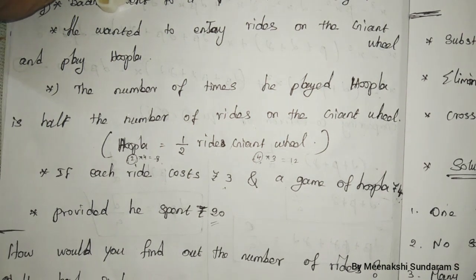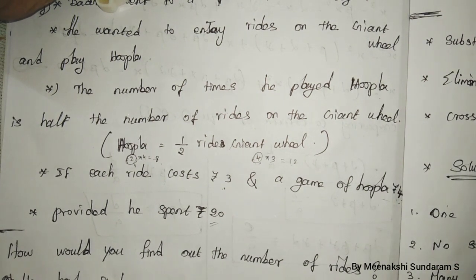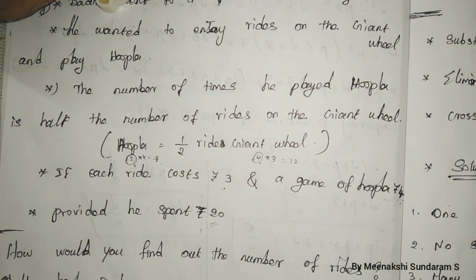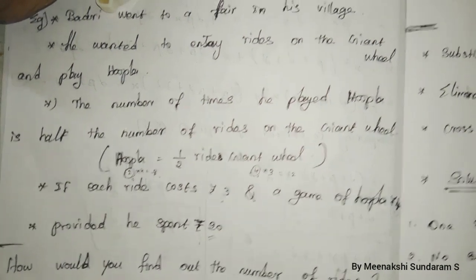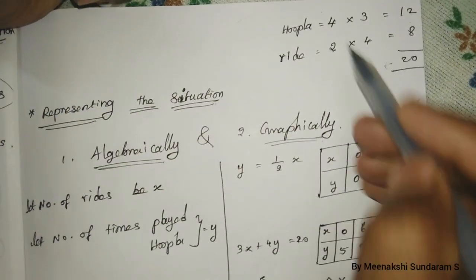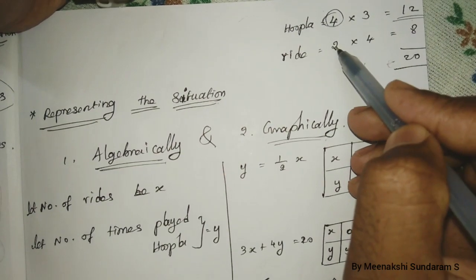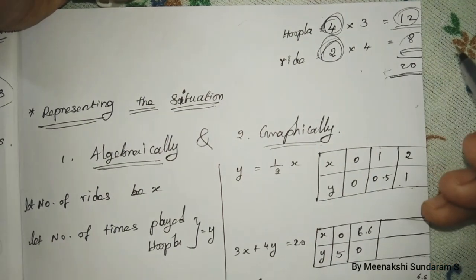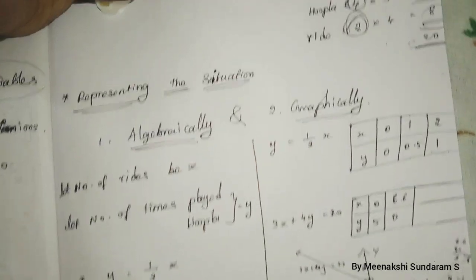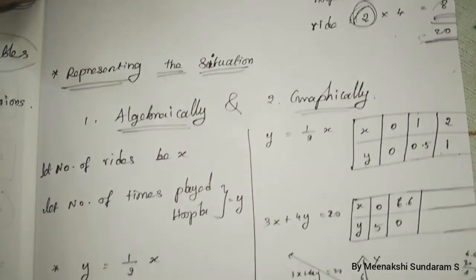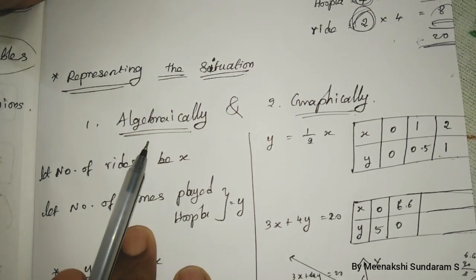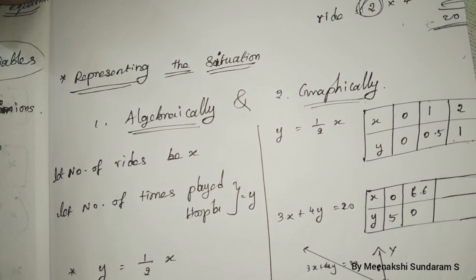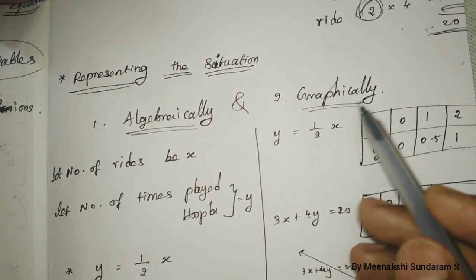In our NCERT, they suggest a few methods to easily simplify this kind of situation. Now we can use the pair of linear equations in two variables concept to simplify this situation in the easiest way. We can represent the situation geometrically as well as algebraically. Algebraically means we write the situation in terms of variables in linear equation form. Graphically, we can represent it as a graph.